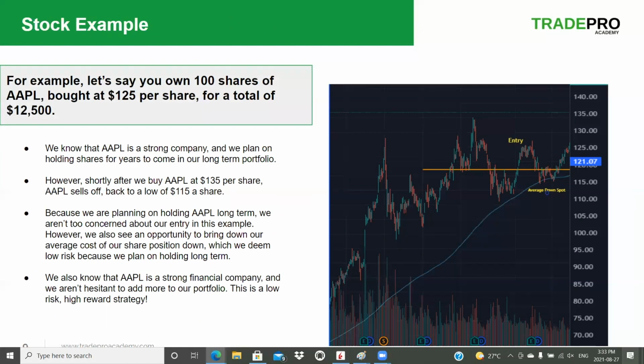We know that Apple already is a strong financial company and we plan on holding shares for years to come. However, shortly after we buy Apple at $135 per share, Apple sells off back to a low of $115 a share. Now, because we are planning on holding Apple long-term, we aren't too concerned about our entry in this example. However, we also see an opportunity to bring our average cost of our share position down, which we deem low risk because we plan on holding for so long and Apple is just such a strong financial company. So we really don't hesitate, and this is a low risk, high reward strategy.